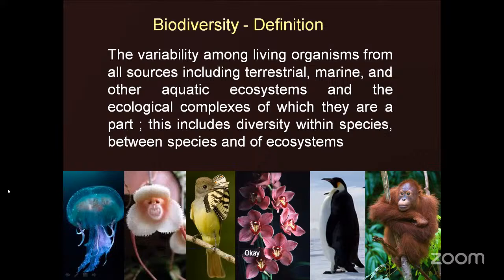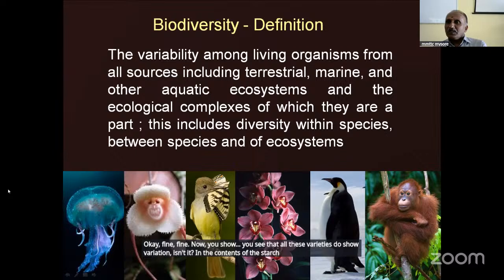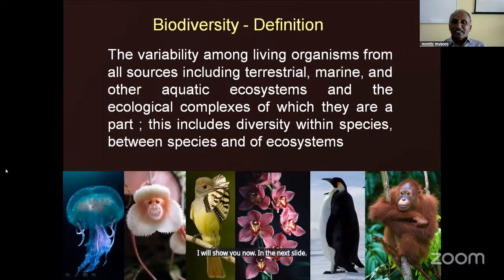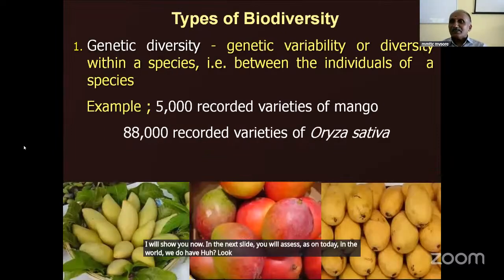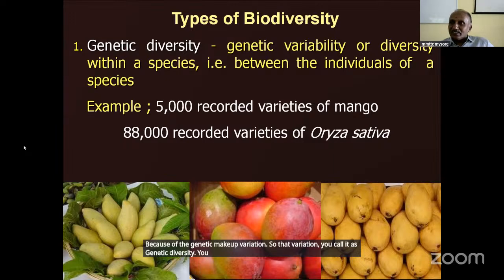Okay, fine. Now you see that all these varieties do show variation, isn't it? In the content of starch, in the content of food, in the size of the grain, even in the smell, everything shows variation. This variation is basically because of the variation in the genetic makeup of the plants. That is called genetic diversity. As of today, in the world, we have 5,000 recorded varieties of mango and 88,000 recorded varieties of rice, Oryza sativa, the scientific name. This much variation exists among the plants because of the variation in genetic makeup. That variation you call genetic diversity.